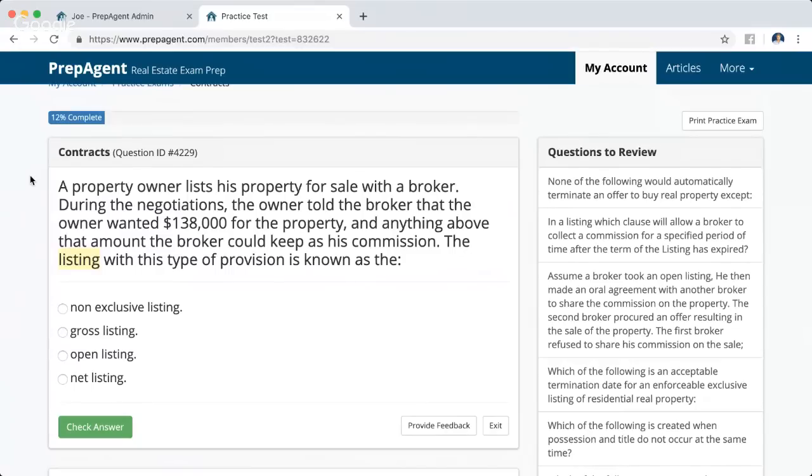Okay, a property owner lists his property for sale with a broker. During the negotiations, the owner told the broker that the owner wanted $138,000 for the property, and anything above that amount, the broker could keep as his commission. The listing with this type of provision is known as the: A, non-exclusive listing; B, a gross listing; C, an open listing; or D, a net listing.